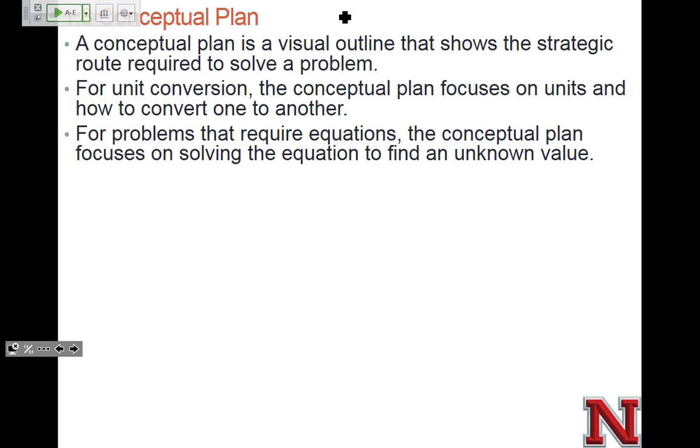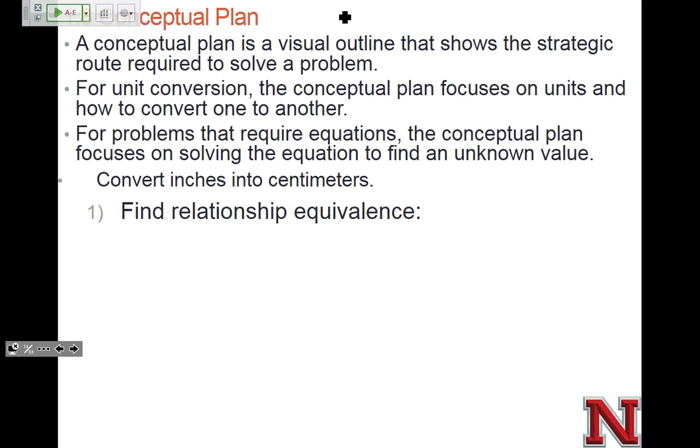With equations, our conceptual plan will typically focus on our equation. So fairly simple. For example, if we want to convert inches to centimeters, first I have to find a relationship. Do I have a relationship between inches and centimeters? Here's one: 1 inch equals 2.54 centimeters.